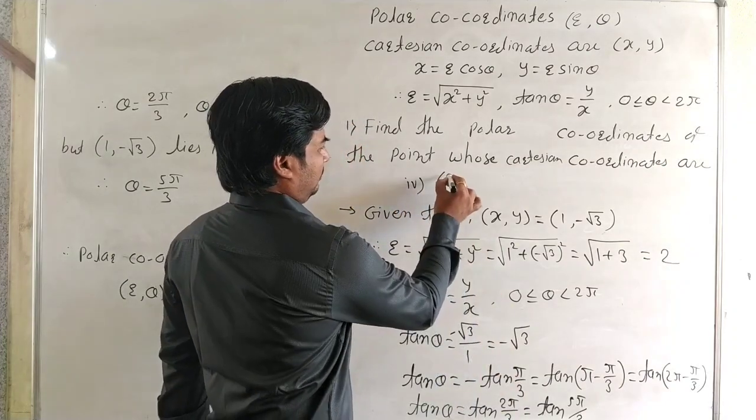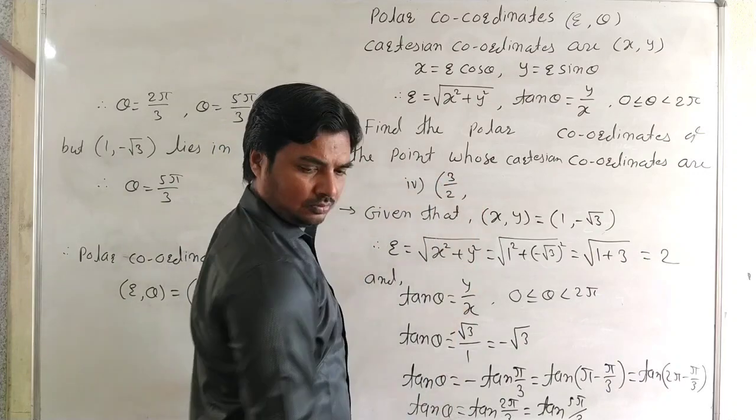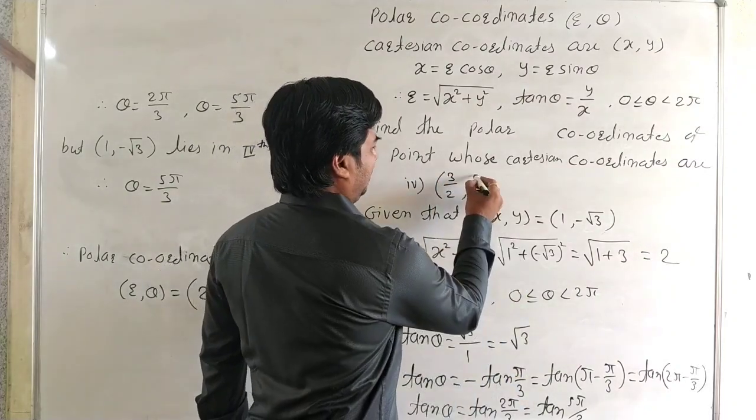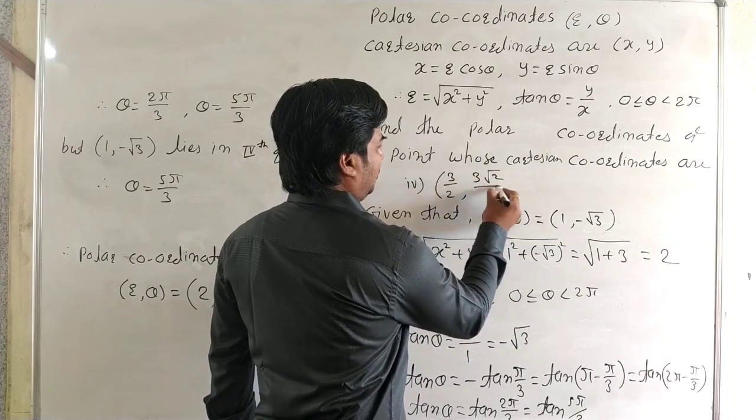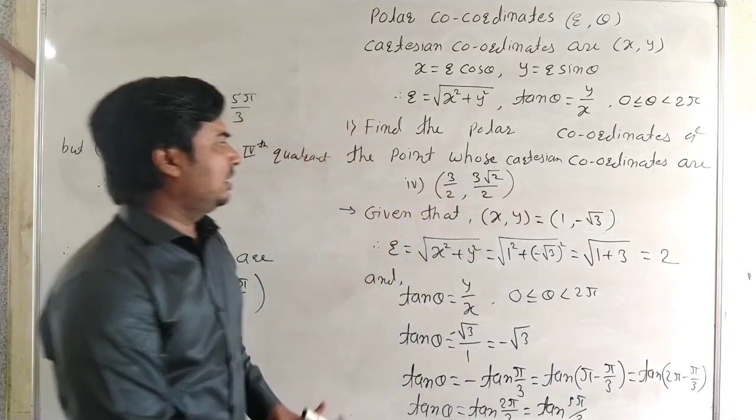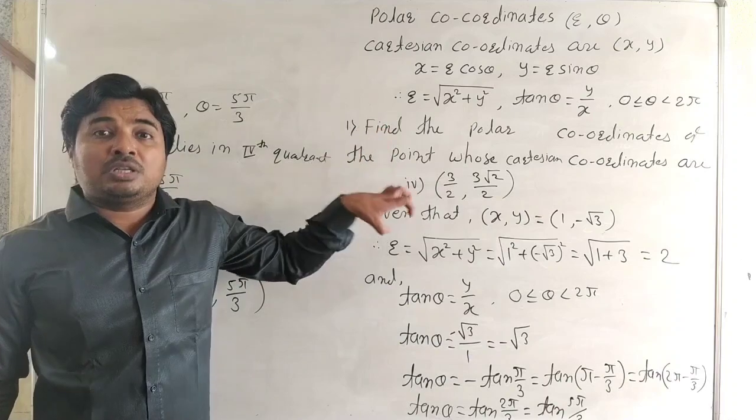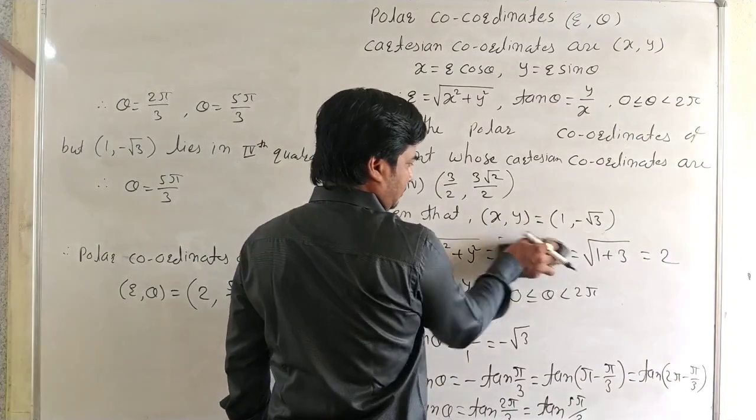3 by 2 comma 3 root 3 upon 2. Again both are positive, that means the angle lies in the first quadrant.